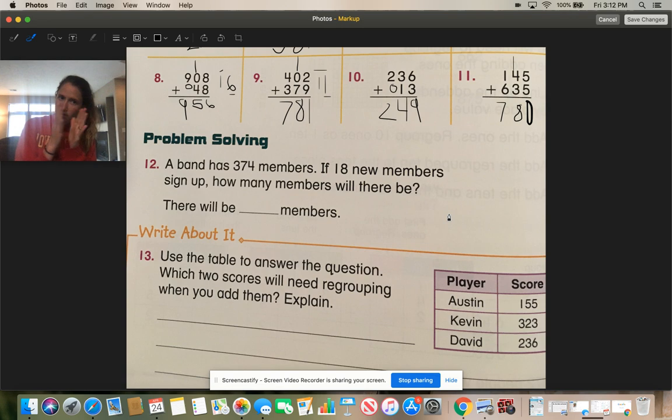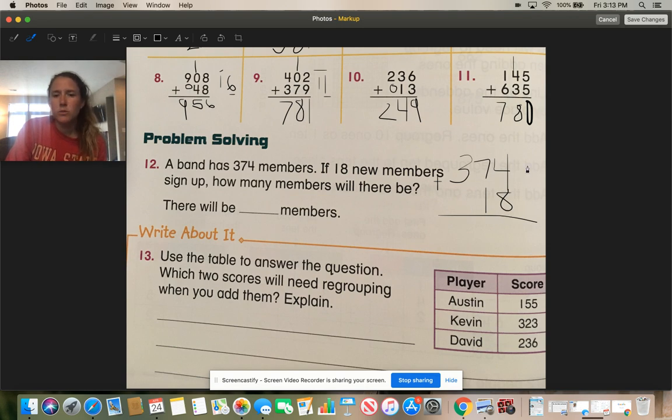Problem solving, our favorite. A band has 374 members. If 18 new members sign up, how many members will there be? Okay. So a band has 374 members right now. Second graders, I was in the marching band and I was in the regular band too, and I played the flute. So I know all about being in the band. And then 18. So make sure that you put the new members in the right place. You don't want to put the wrong number in the wrong place. Otherwise, it will read the wrong place value.